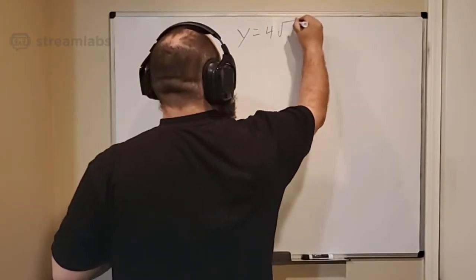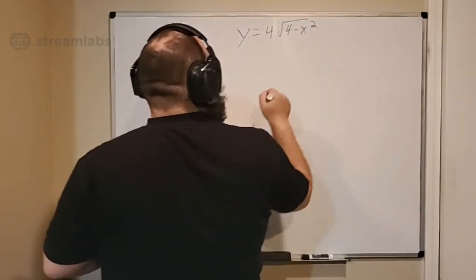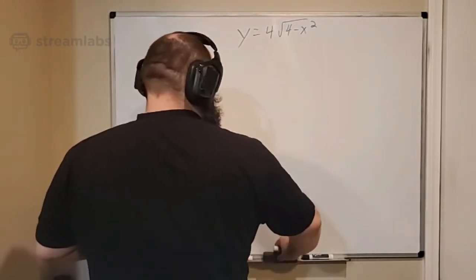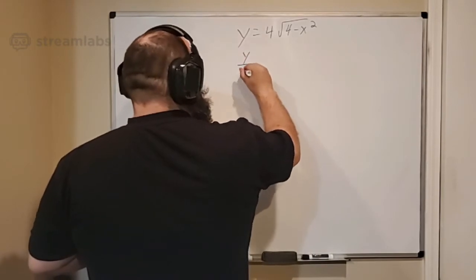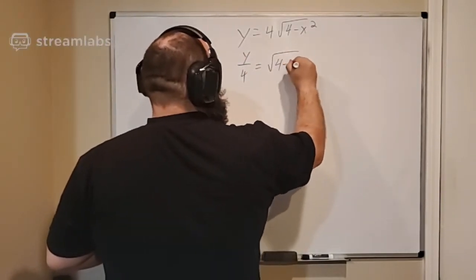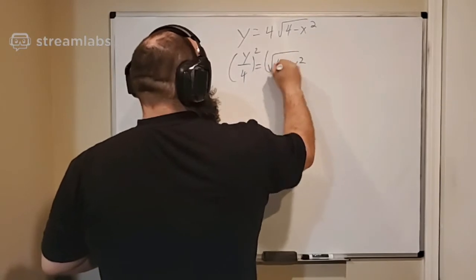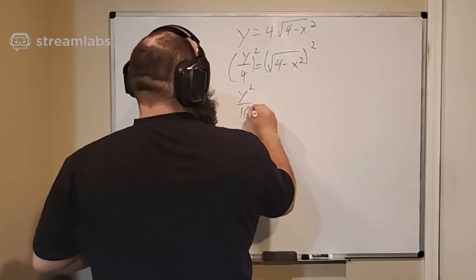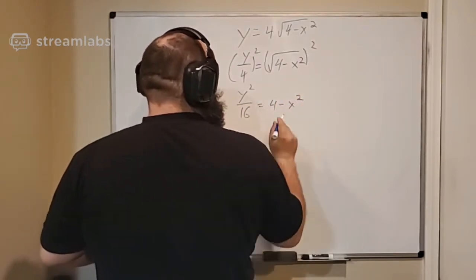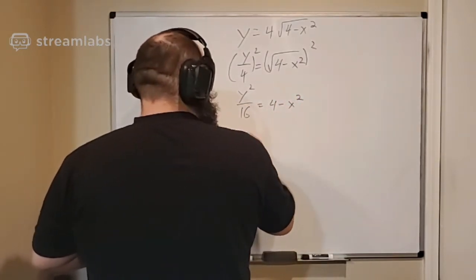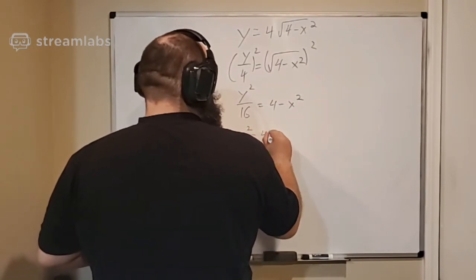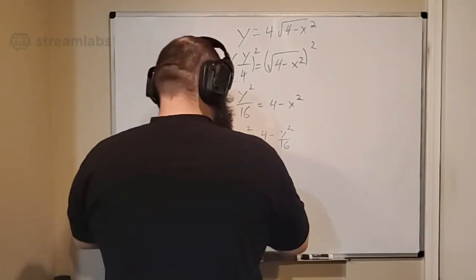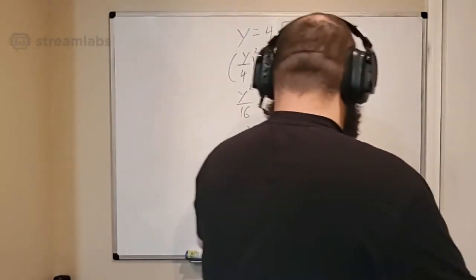So you get y over 4. So y over 4 is equal to square root of 4 minus x squared. Squared, squared. So I get y squared over 16 is equal to 4 minus x squared. So x squared is equal to 4 minus y squared over 16. Is what I would get. So that would be your x that you need to plug into your integral.